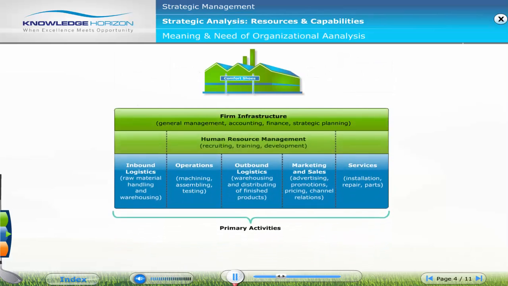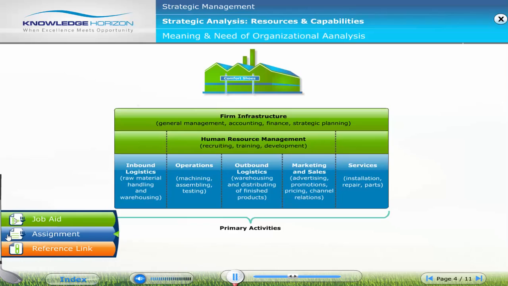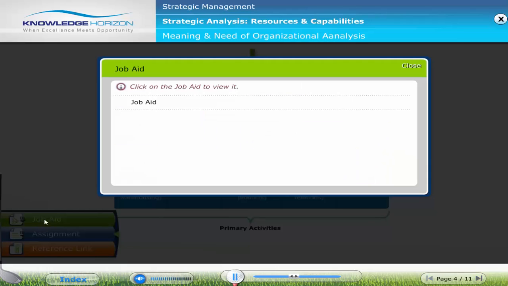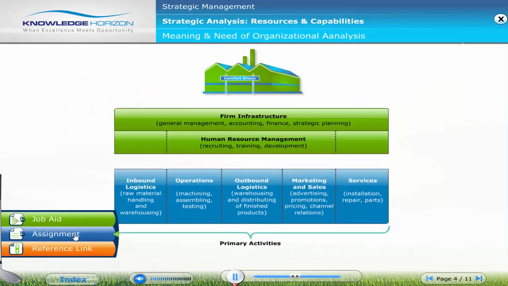Employees are the key resources of any organization. Hence, from recruitment to resignation, the company has to take proper care of its employees. These activities are considered as human resource management. Comfort Shoes focuses on innovation.